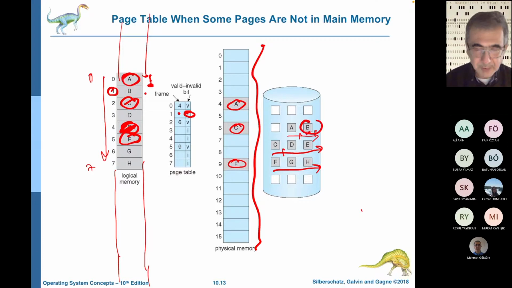So this must be my interrupt service routine. This might be brought into memory. So, for example, you will manage a list. Let's put B here and write 10 here, and go back to execution of code in B. So this is what happens when we have page replacement.